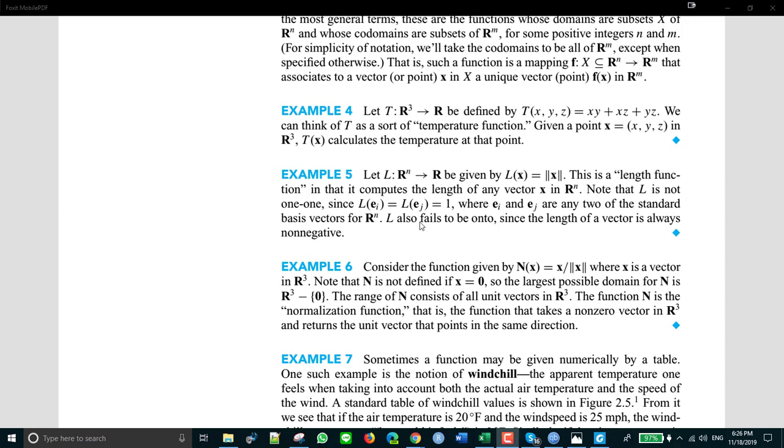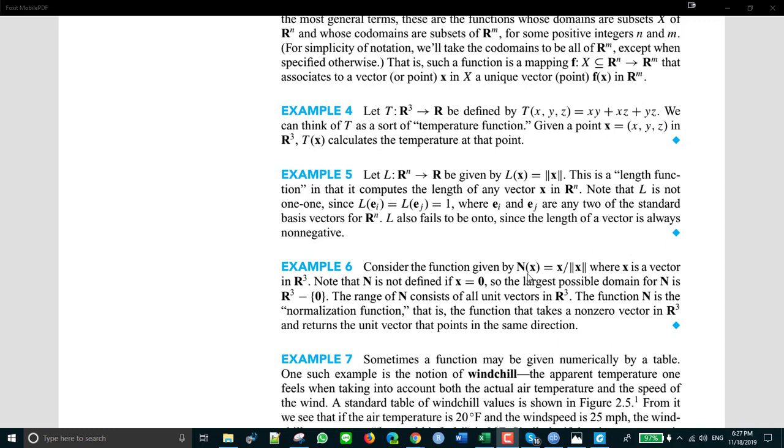And they also point out that L also fails to be onto, because if we say the codomain is all of R, we can't get negative numbers for the length, since the length of a vector is always non-negative. Okay, let's do another example.